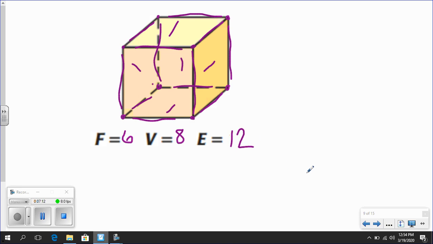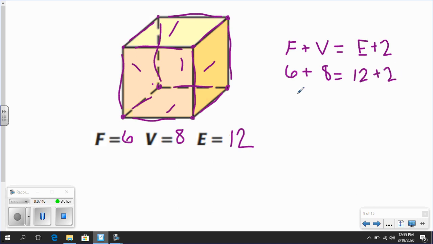So let's use Euler's theorem. We know it's F plus V is equal to E plus 2. Well, F is 6, V is 8, and E is 12. We're going to add 2 to that, and we'll see that 14 is equal to 14.